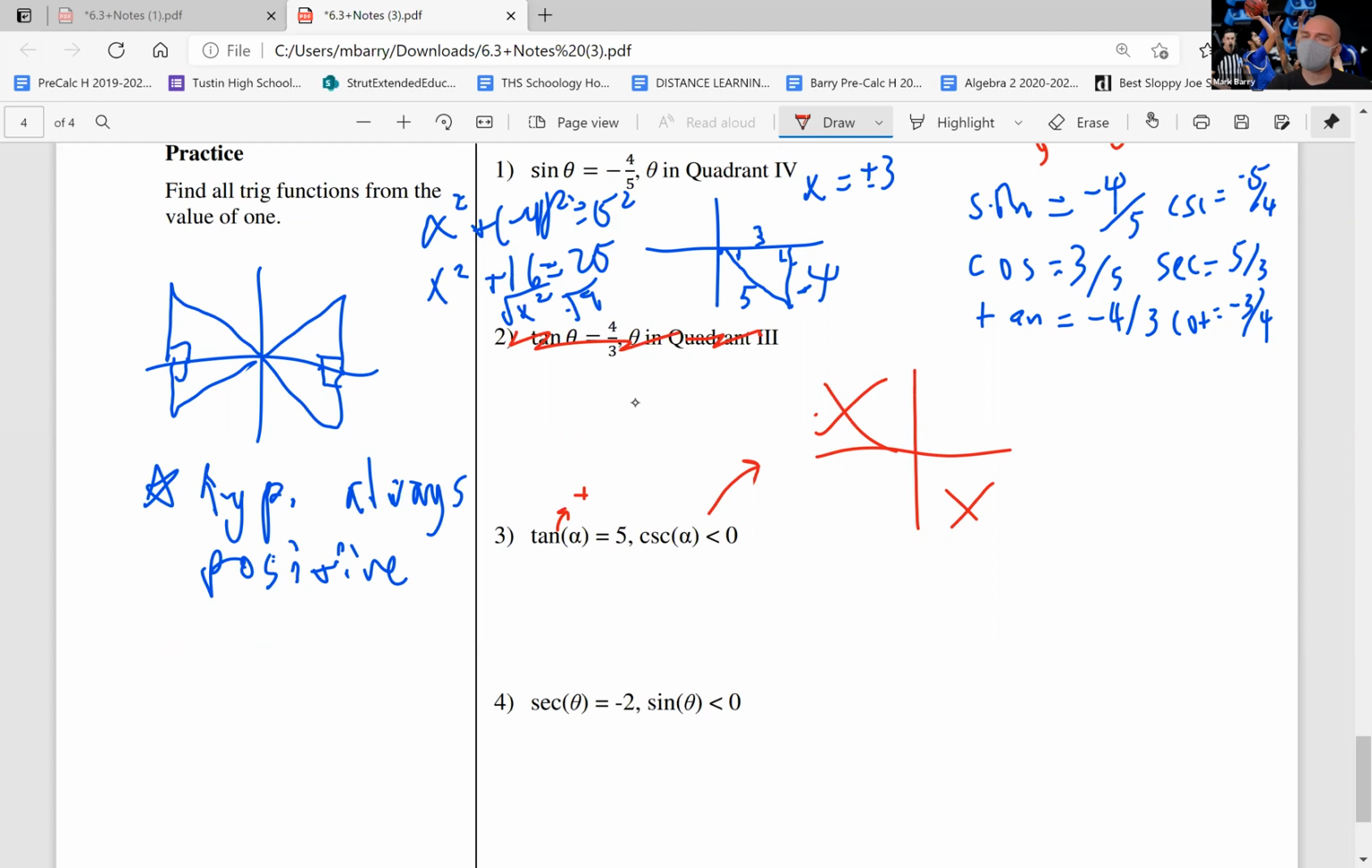Now cosecant is negative is really telling me sine is negative. So if sine is negative, it cannot be quadrant 1 because everything's positive in quadrant 1. So it must be quadrant 3.